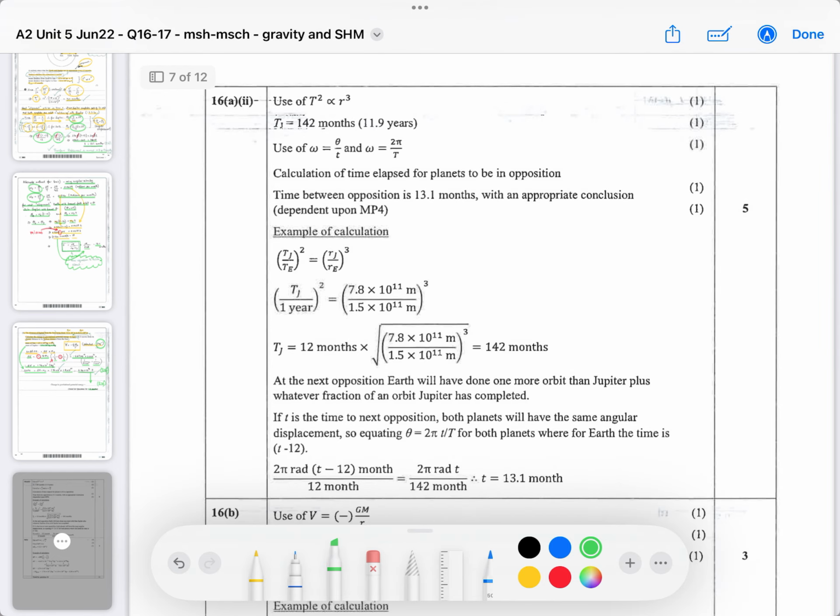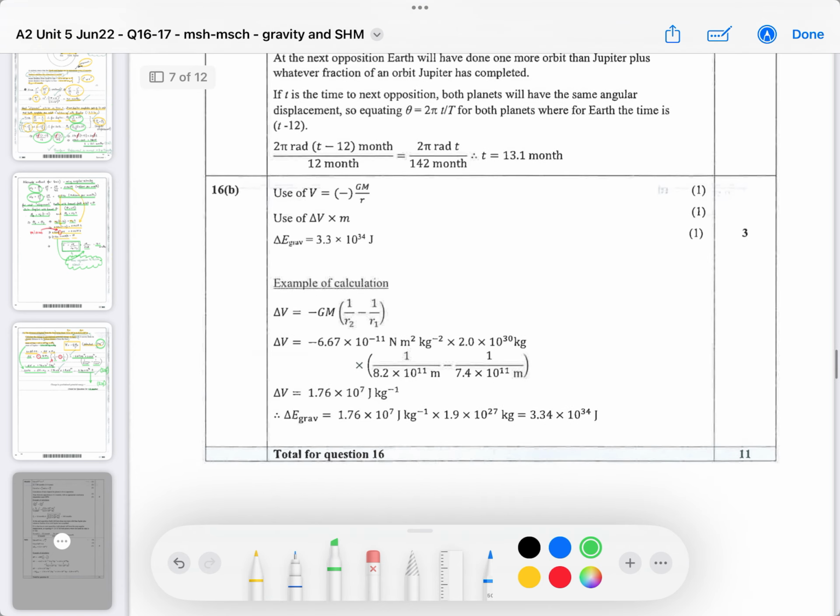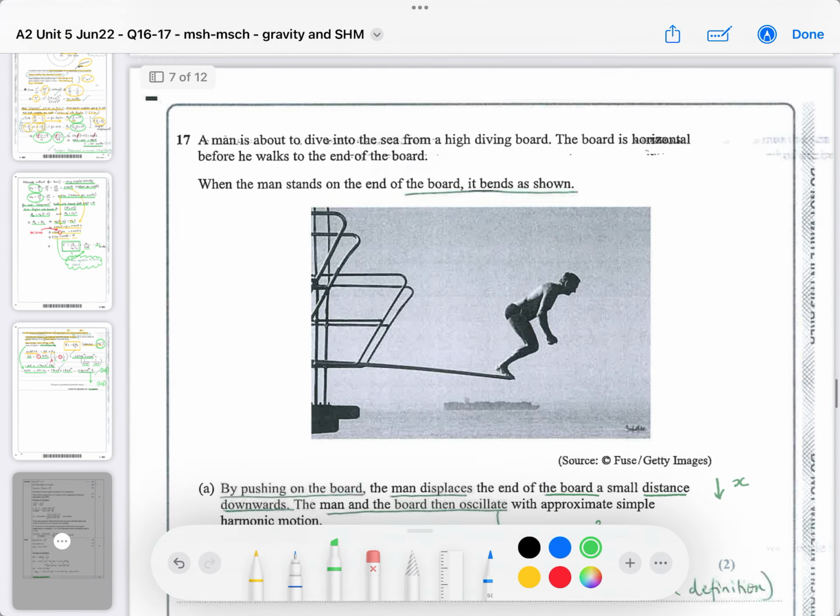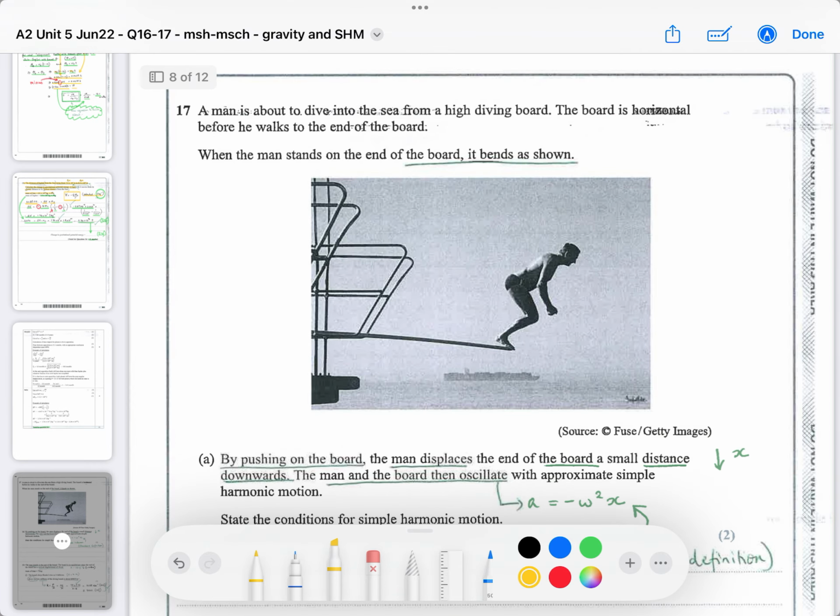Okay, there's the examiner's answer that I used for part A, part 2, and here's part B. So that's question 16 completed. Okay, hope you found that useful. I'm going to go through one more question, which was question 17.